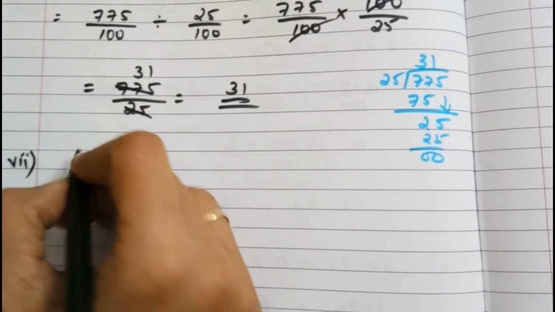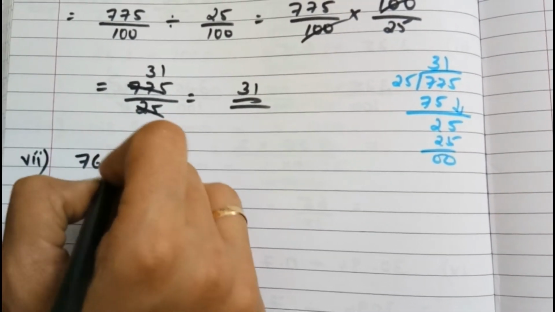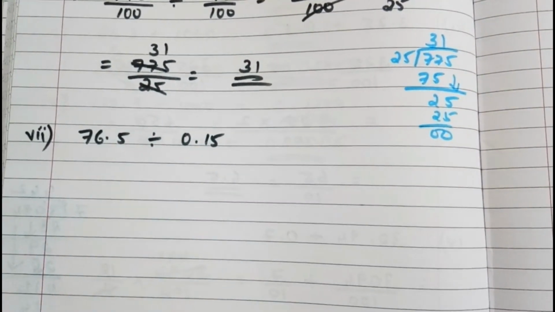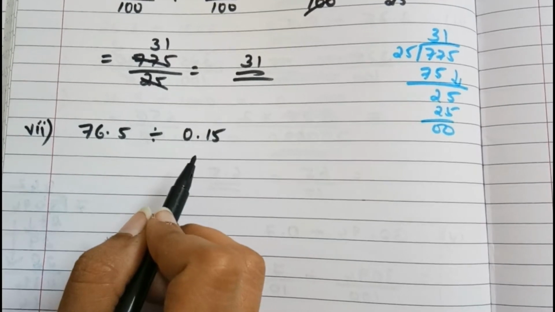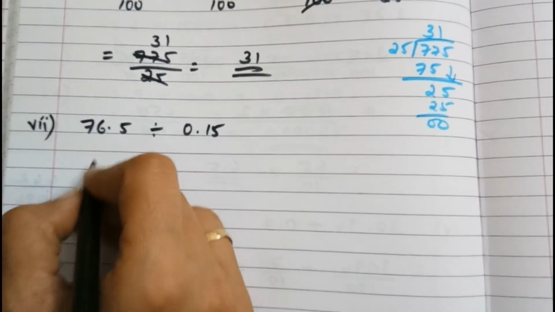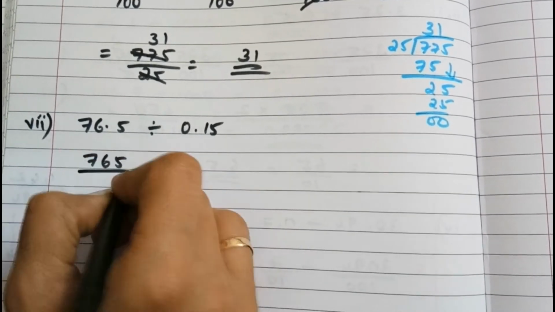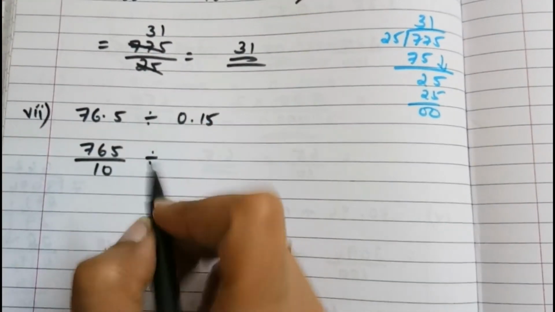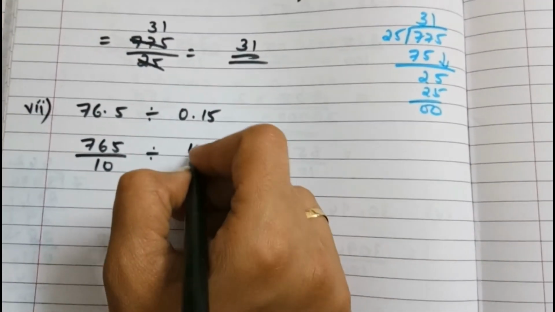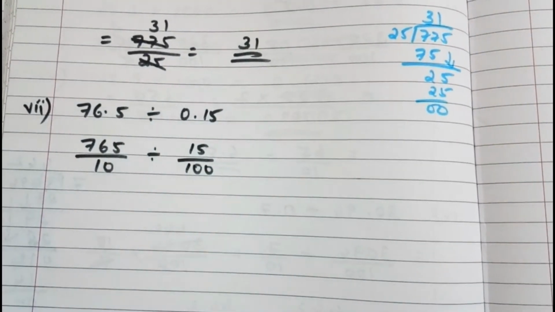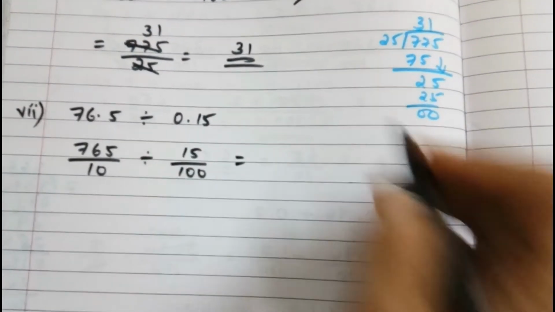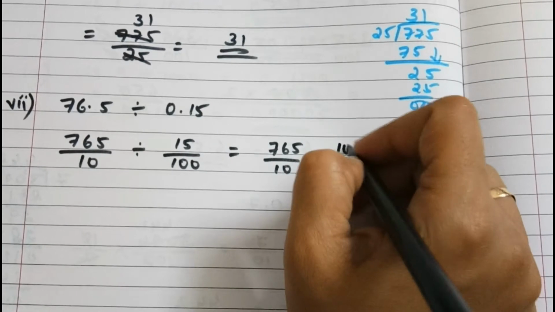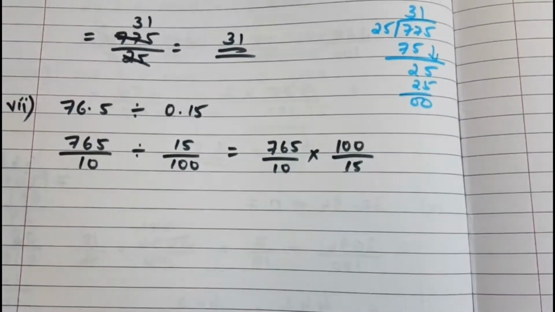What is question number 7? It is 76.5 divided by 0.15. 76.5 divided by 0.15. So how will we write this? 765 by 10. Why 10? Because there is only one number after the decimal point, divided by 2 numbers after the decimal point, 15 by 100. Clear? Which can be written as 765 by 10 into 100 by 15. Okay?